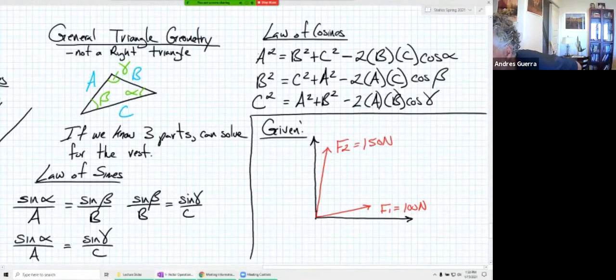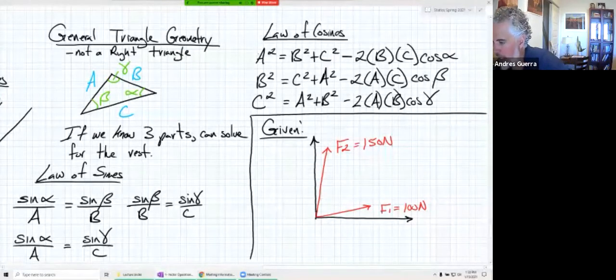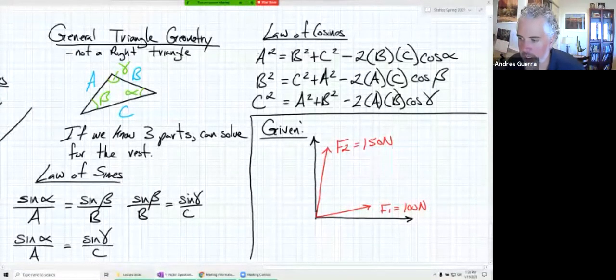Oh, and I see a question here that I missed. For the law of sines, shouldn't it be the inverse? Oh, you can flip them, Ricardo. You can do it either way. You can put the sine on the top, or you can put the sine on the bottom. It doesn't matter where they go. And I see Sean answered that question.